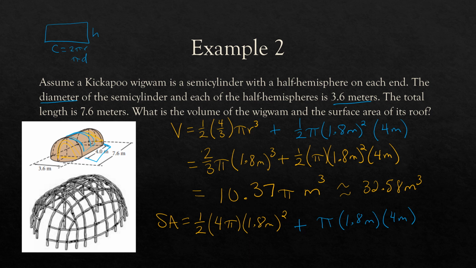So the hemisphere surface area is 6.48 pi, and then the half of the cylinder is going to be 7.2 pi. We add those together for a total surface area of 13.68 pi, and when we multiply by pi, we're going to get 42.98. When we look, that's meters squared.